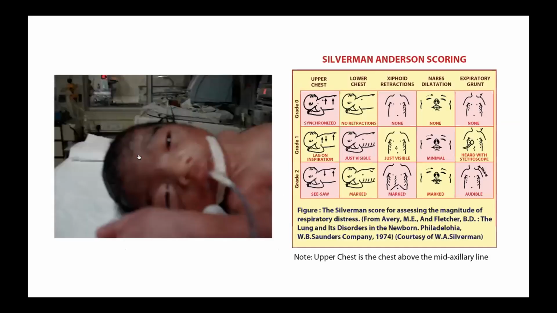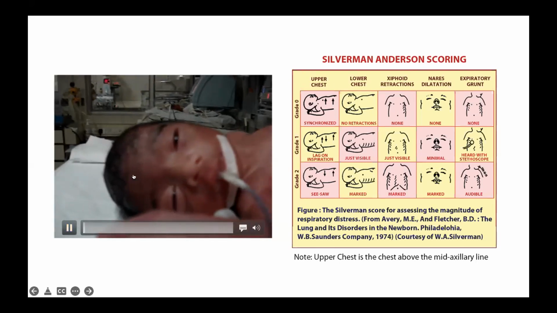So as I said, the most important determinant for babies with respiratory distress is to know the Silverman-Anderson score. And this score can be easily calculated by looking at the upper chest, that is the upper chest above the mid-axillary line, lower chest retractions below the mid-axillary line, xiphoid retractions, nasal flaring, and grunting. So you can add all these 5, you get a score of 0 to 10. And if the score is more than 3 in preterms, you start CPAP. And if the score is more than 5 in term and late preterm babies, you start CPAP.